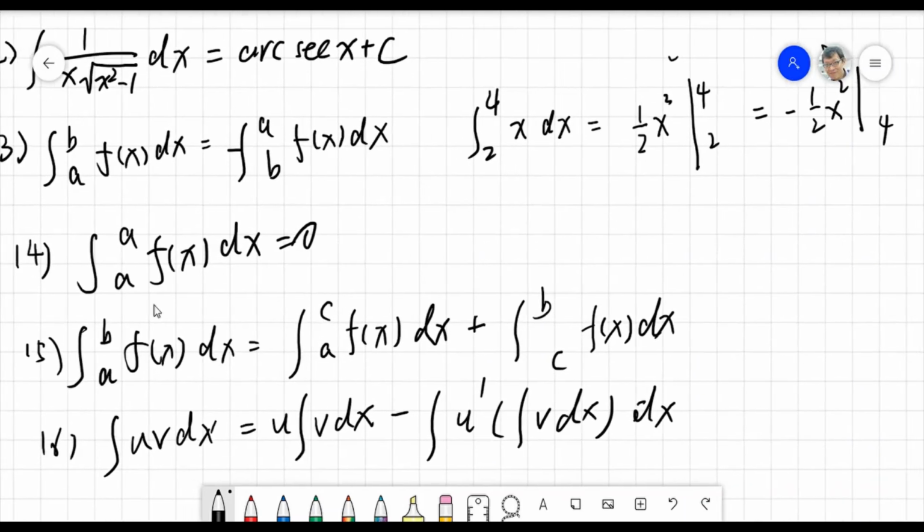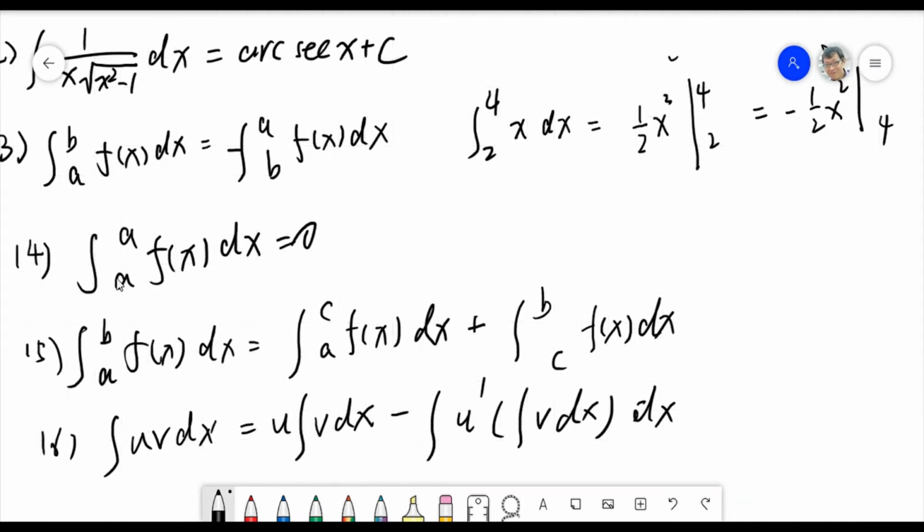Then for this one, if you think about it, it's very easy to understand. Imagine this is an area. You can think of this a as the length increasing, or you can think of it as a width in the area. Since there is no increase, of course the area is 0. Am I right? Makes sense, right?